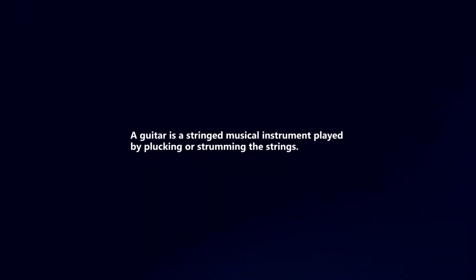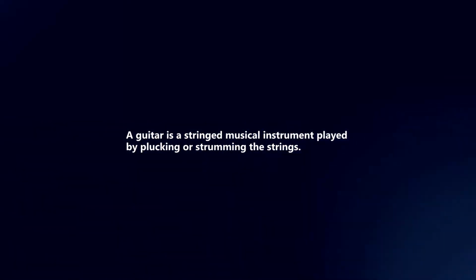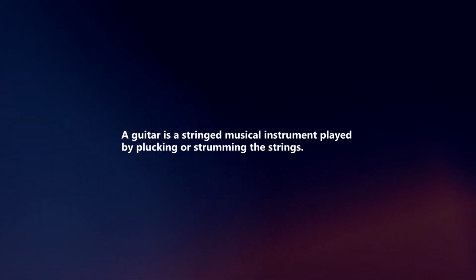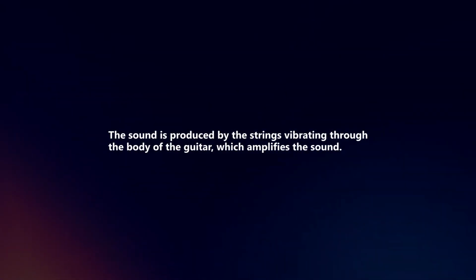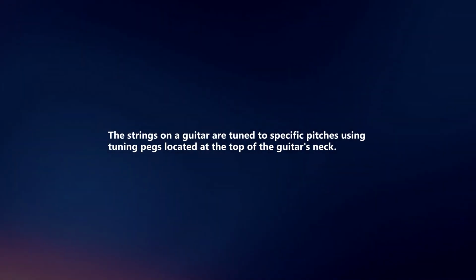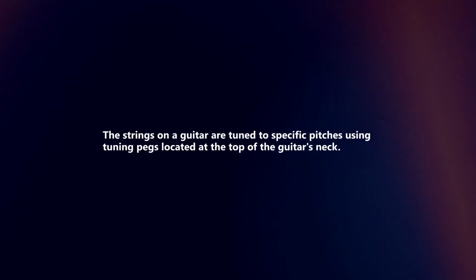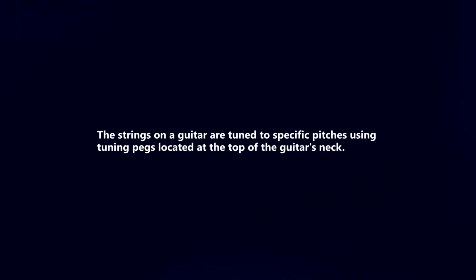A guitar is a stringed musical instrument played by plucking or strumming the strings. The sound is produced by the strings vibrating through the body of the guitar, which amplifies the sound. The strings on a guitar are tuned to specific pitches using tuning pegs located at the top of the guitar's neck.